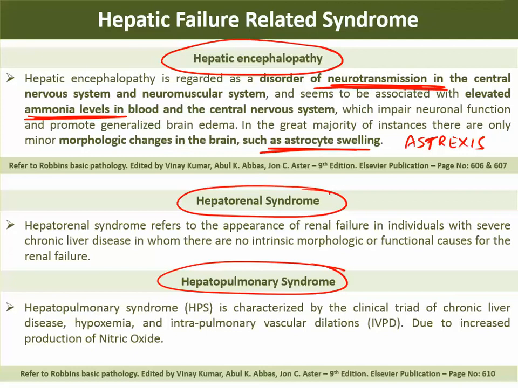Now coming to the hepatorenal syndrome. I told you in hepatic failure there is increased estrogen, right? This increased estrogen causes vasodilation in the periphery, so the blood going to the kidney is reduced. That leads to decreased GFR. When the blood going to the kidney is less, the waste products cannot be excreted. So there will be an increase in serum creatinine.